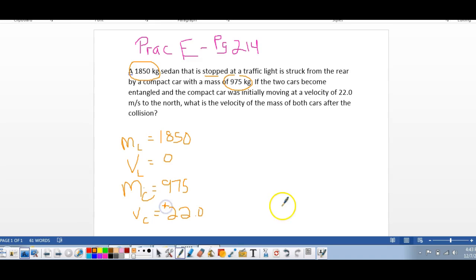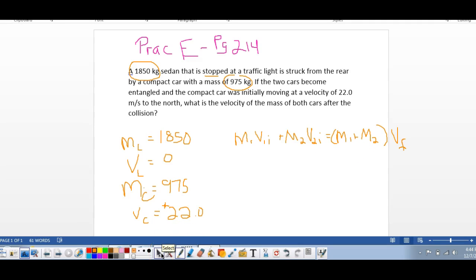Okay, so how do we solve this? Well, the basic way to solve these is you go M1 V1 initial plus M2 V2 initial, and that equals (M1 plus M2), and those are going to be in parentheses because they start out as separate entities, but in the end one car hits the other, pushes it forward, and they're really moving as one, and then we just go velocity final. So this is the equation we're going to use.